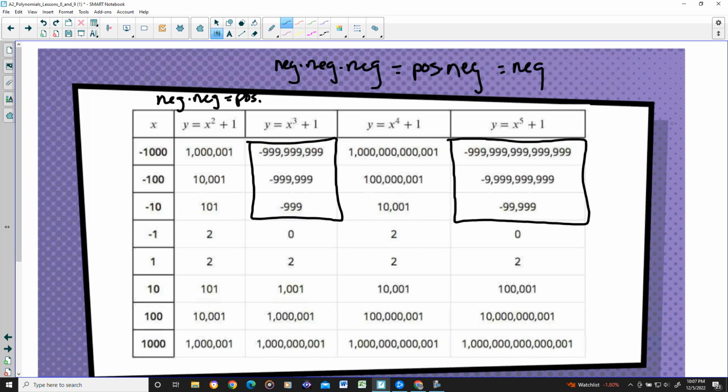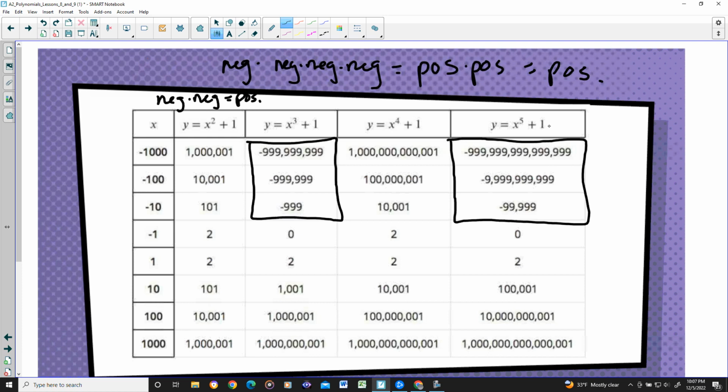What about an x to the fourth function? Now you have four negatives, right? Let me erase this. What happens when I have x to the fourth? Now I've got negative times negative times negative times negative. Well, the first two make a positive. The second two also make a positive, and positive times positive is positive. So that's why all of these end up positive.